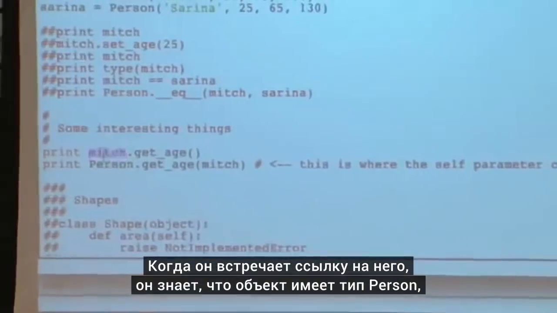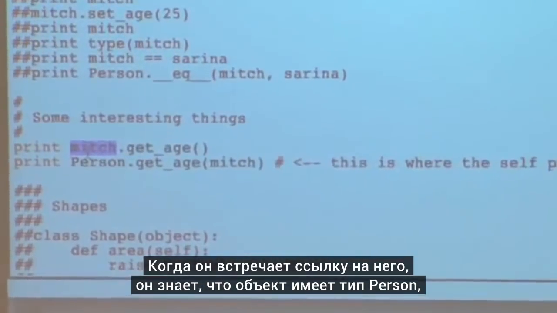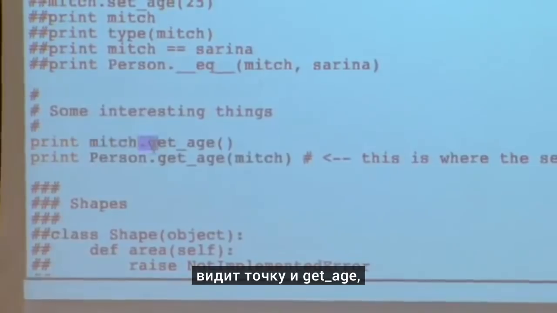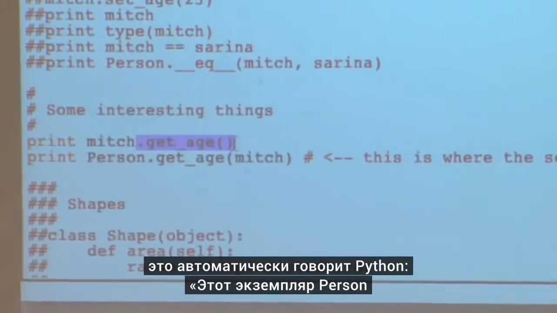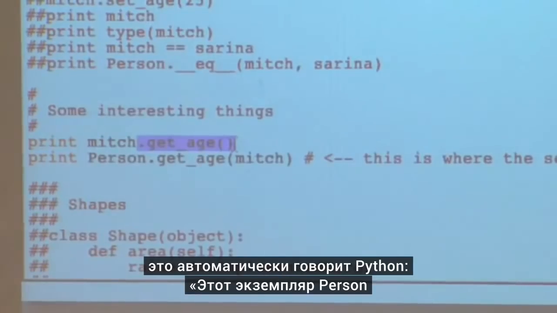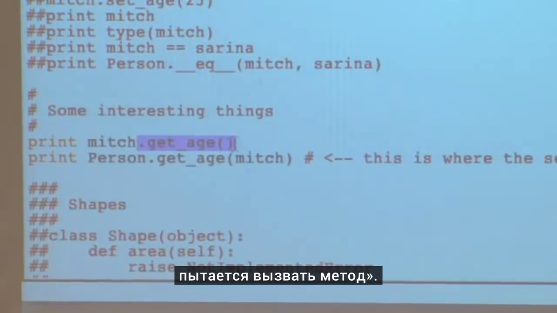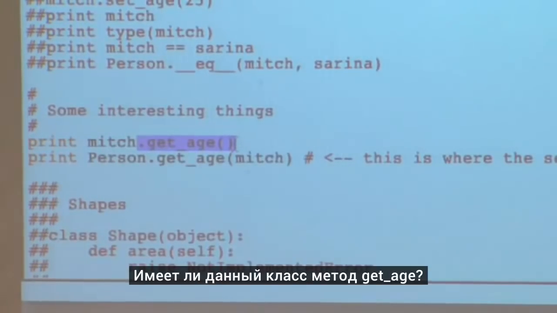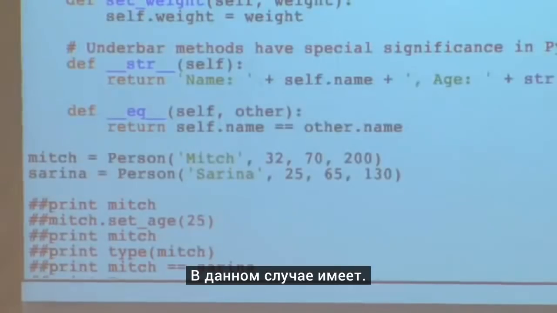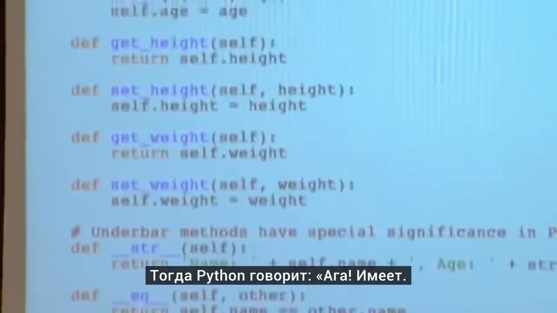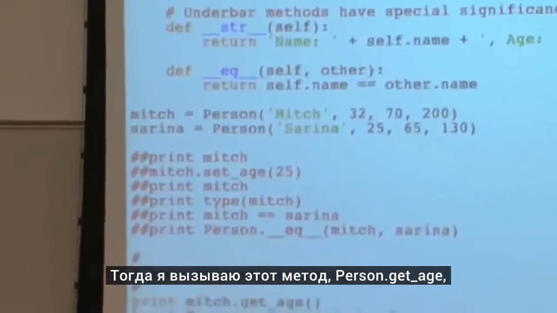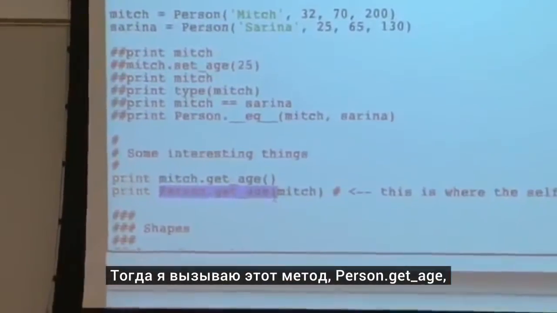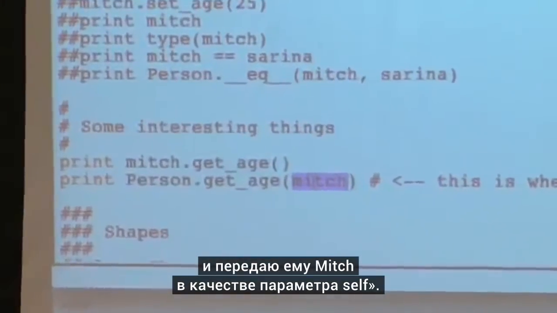So when it sees this reference and it knows it's of type person, and it sees this dot and getAge, what that automatically tells Python is, hey, this instance of person is trying to call a method. Does this class have a method getAge? In this case, it does, right? So Python says, oh, it does. So I am going to call this method person.getAge and pass it Mitch as a self parameter.